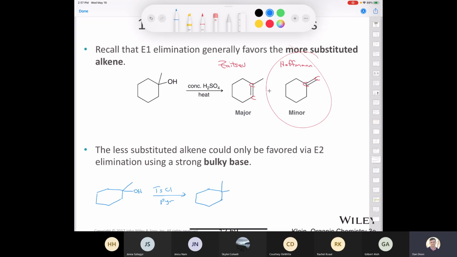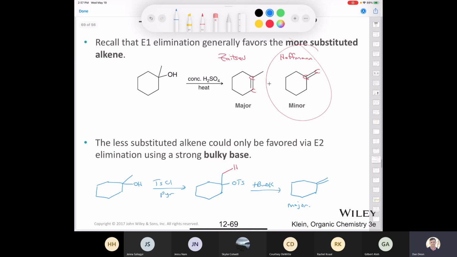Okay, don't get that confused with the silyl ether. That's something completely different. Then if you treated that with potassium t-butoxide, right, that would abstract this proton, that beta proton. And then you'd end up with this compound, which is called methylene cyclohexane. Okay, that would be the major product.